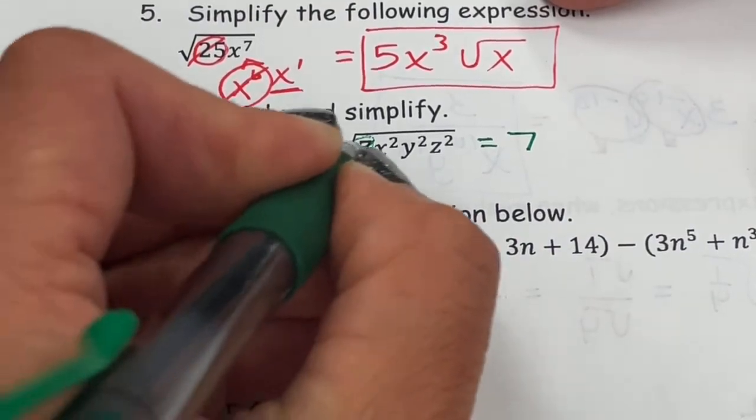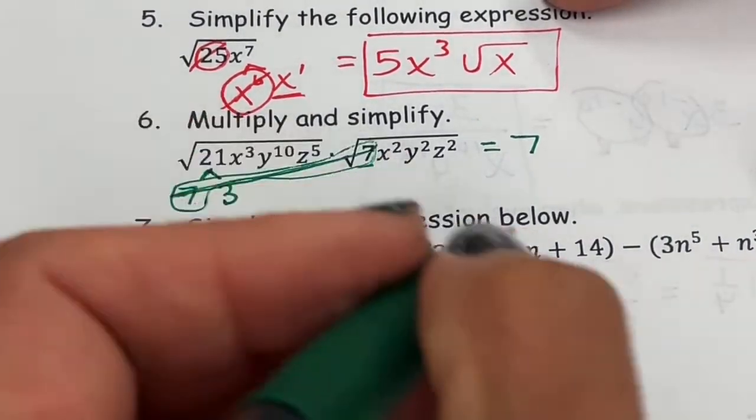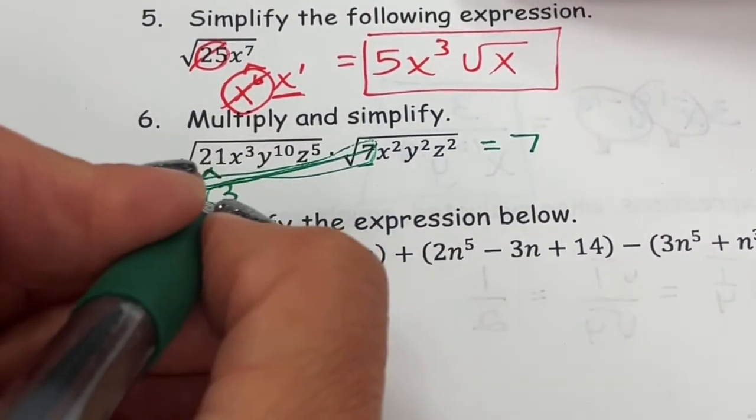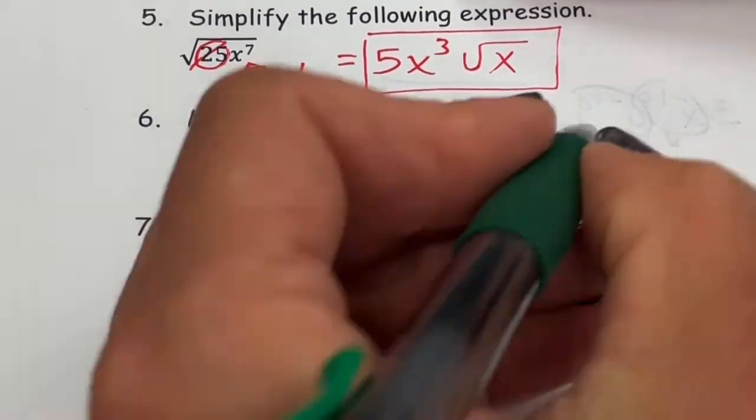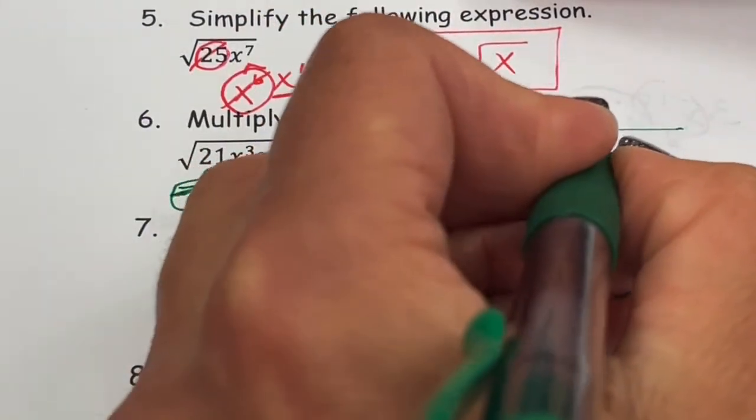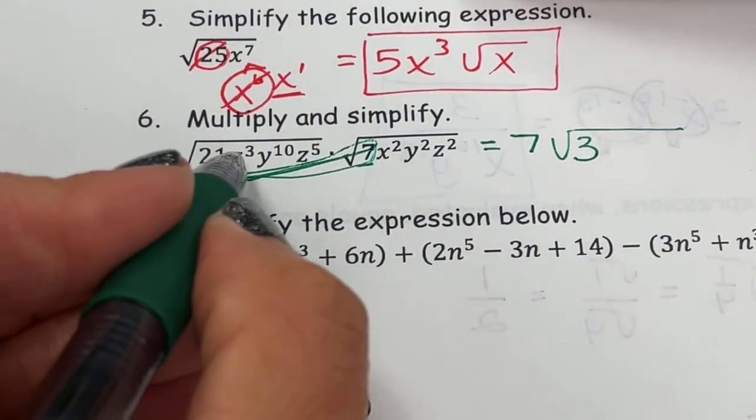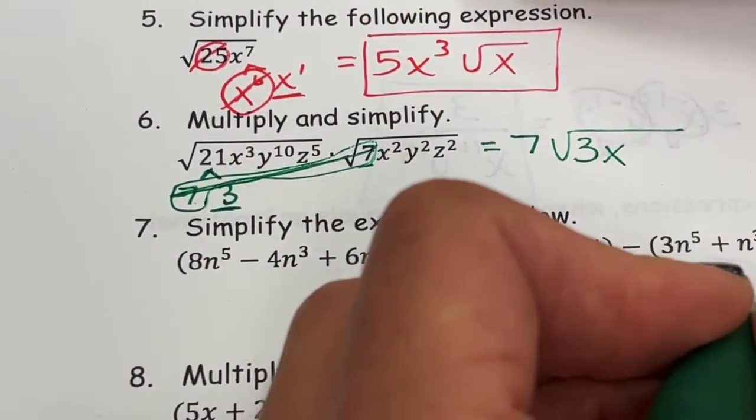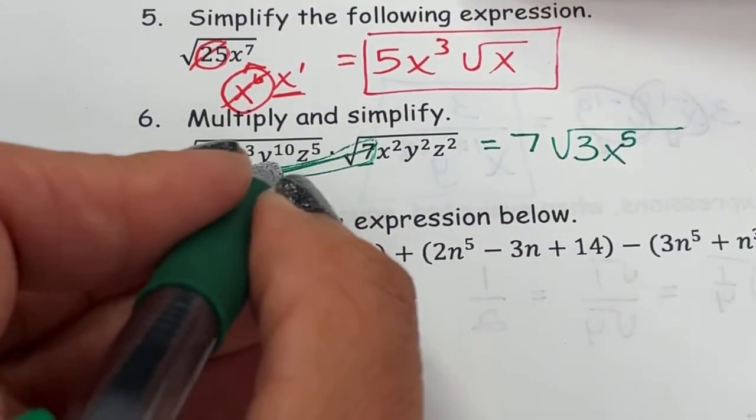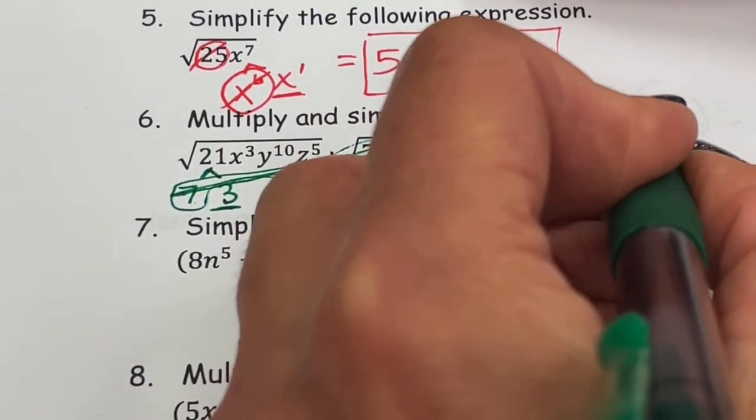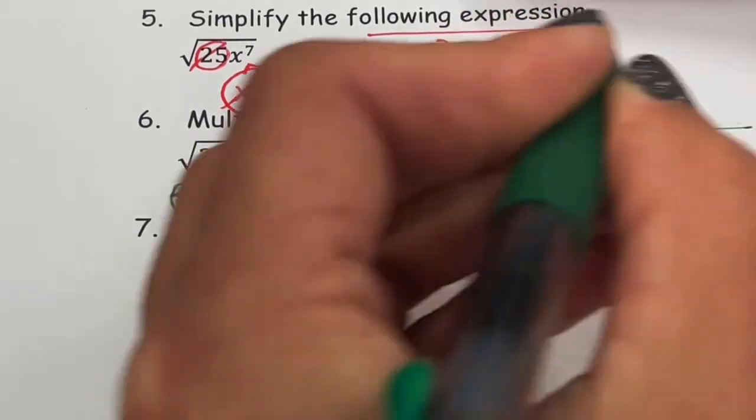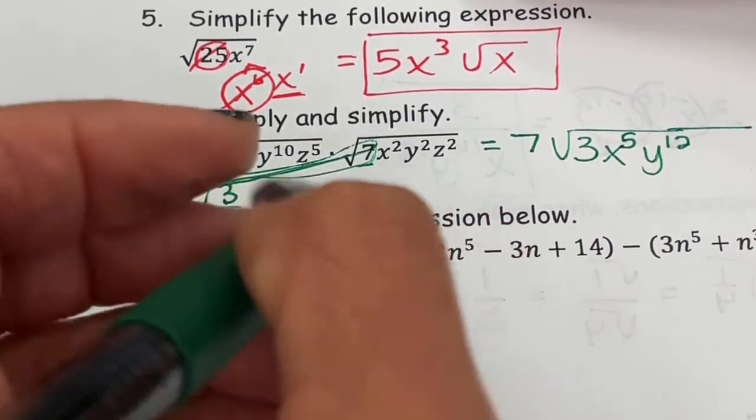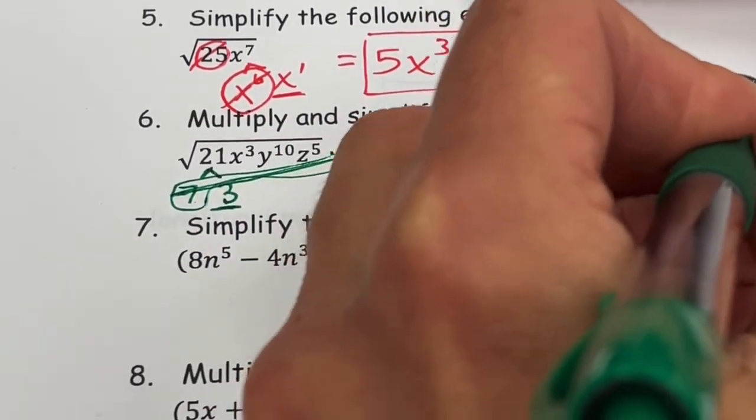So make sure you cross those 2 out because they're done. 3 is going to be stuck inside. Okay, so that's still going to be inside. So I'm going to rewrite this. We have a 3 inside. And now let's multiply the x's. X cubed times x squared. 3 plus 2 is 5. Y to the 10th times y squared. 10 plus 2 is 12. Z to the 5th times z squared. 5 plus 2 is 7.